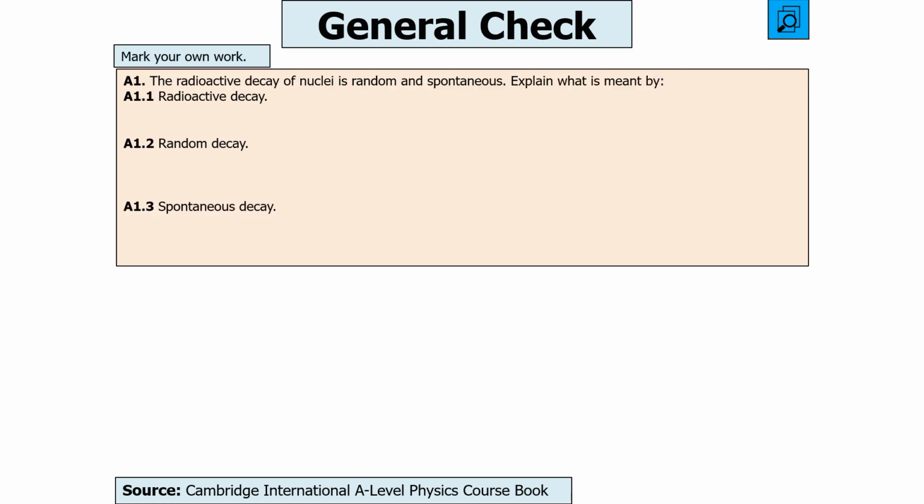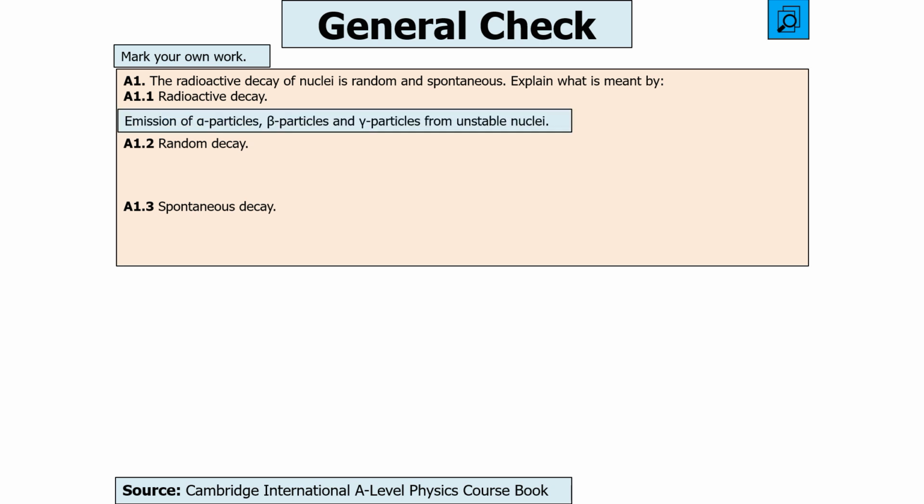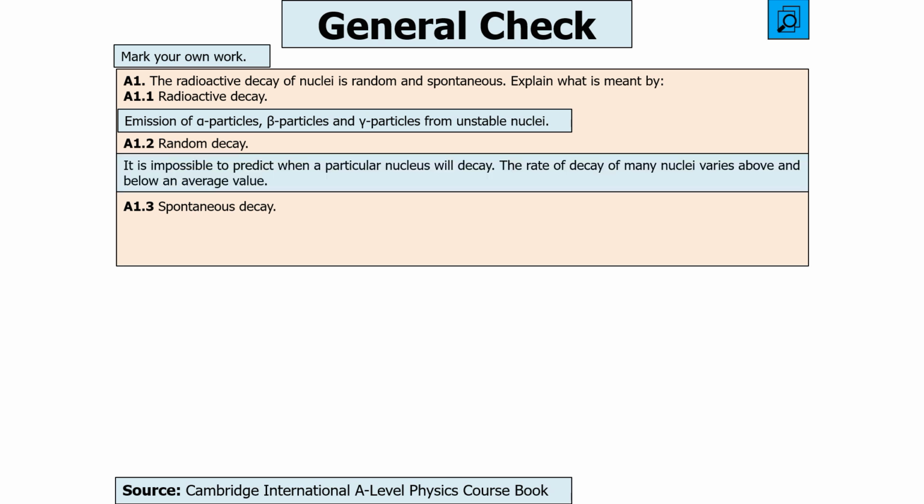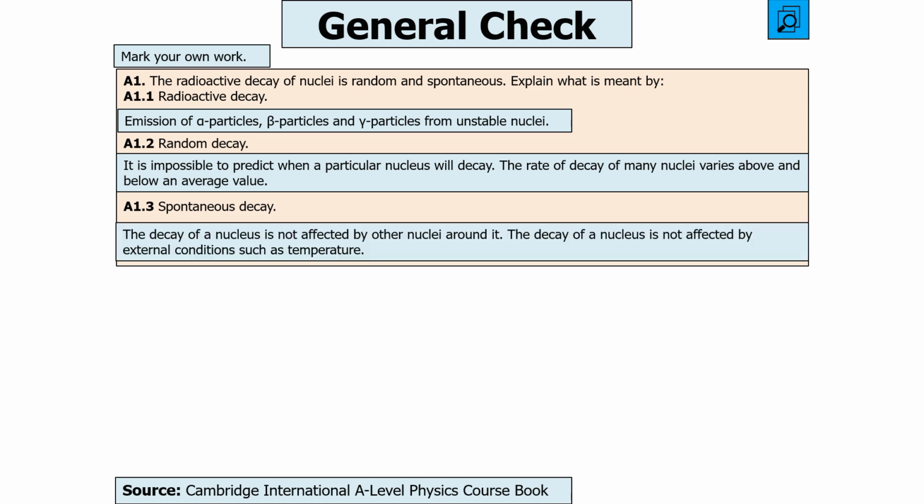Right, what's radioactive decay's definition? It's the emission of alpha, beta or gamma particles from an unstable nucleus, trying to become more stable. Random decay indicates that it's impossible to predict which particular nucleus will decay. The rate of decay of many nuclei varies above and below the average value, and spontaneous decay means it's not affected by other nuclei or any other factors around it, so it's not affected by external conditions such as temperature. Now, radioactive decay, like we said, is both random and spontaneous.